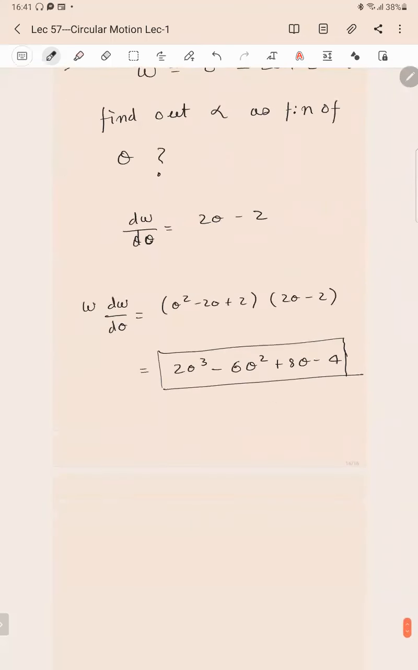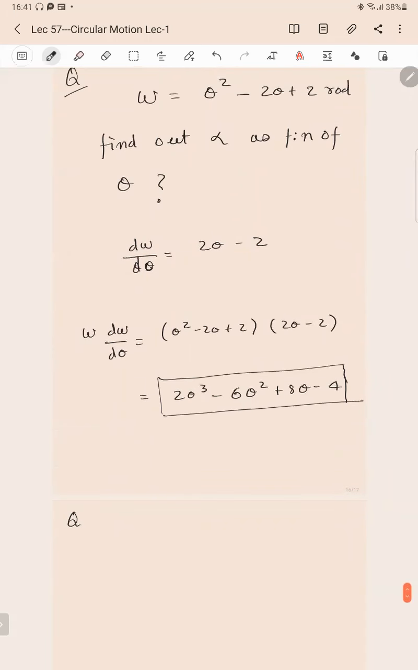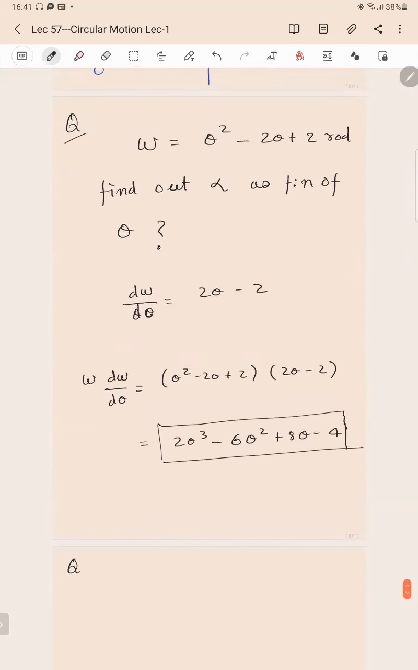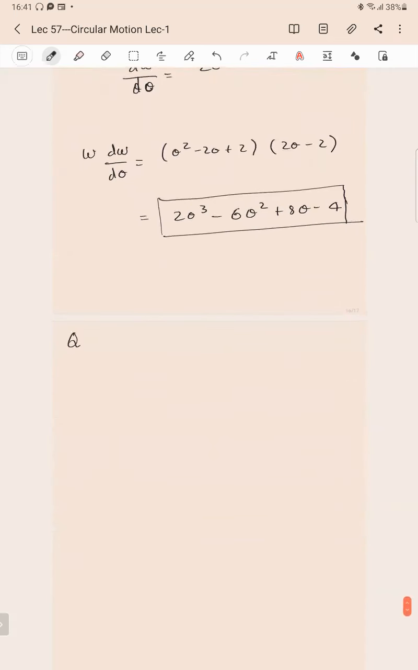Okay. Next, one more question. Let's say omega is equal to 2t square minus 2t plus 3. Find alpha average from t equal to 0 to t equal to 4 seconds.